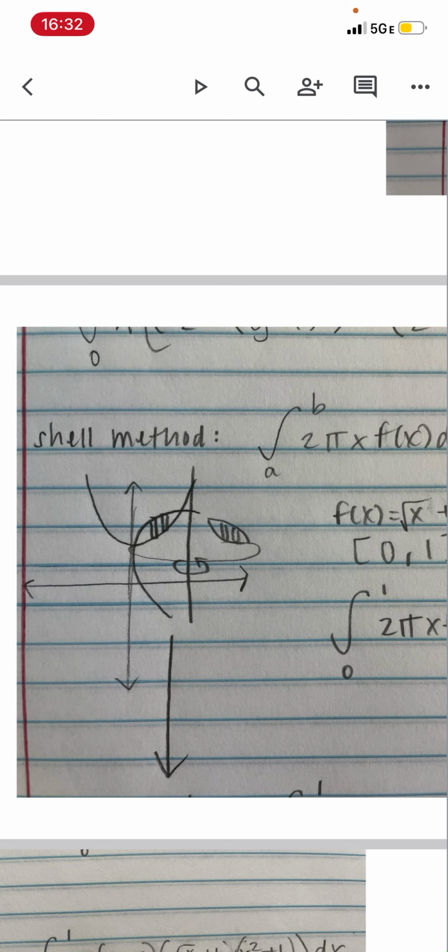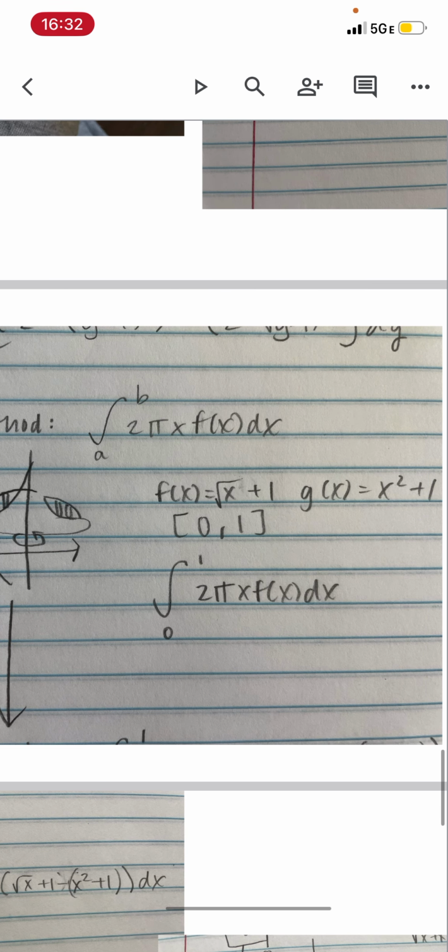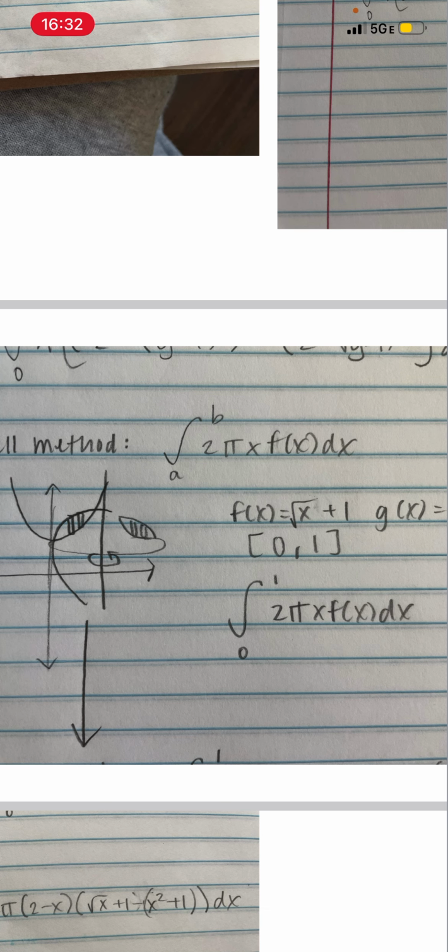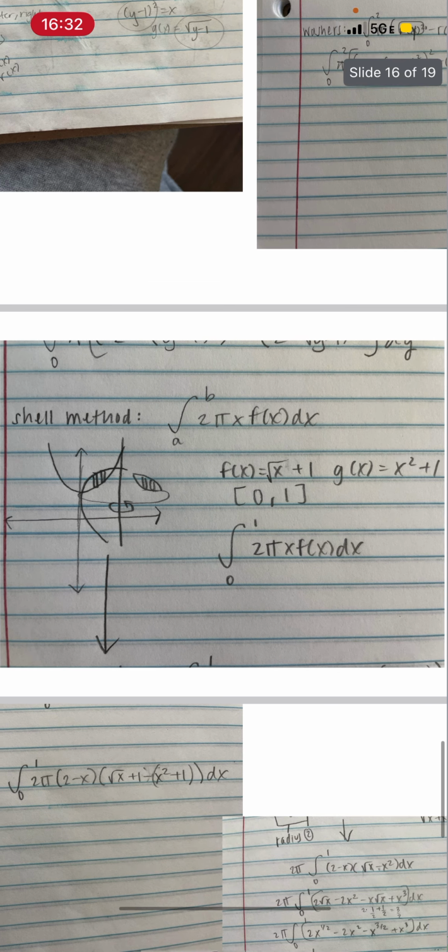And so because it's being revolved around x equals 2, we can easily take vertical slices, as you can see here. These are our functions again, just to remind us that our range is from 0 to 1. And this is the formula for the shell method: 2 pi x, which is the radius, times the height, which is f of x, dx. So this is our radius and this is our height.